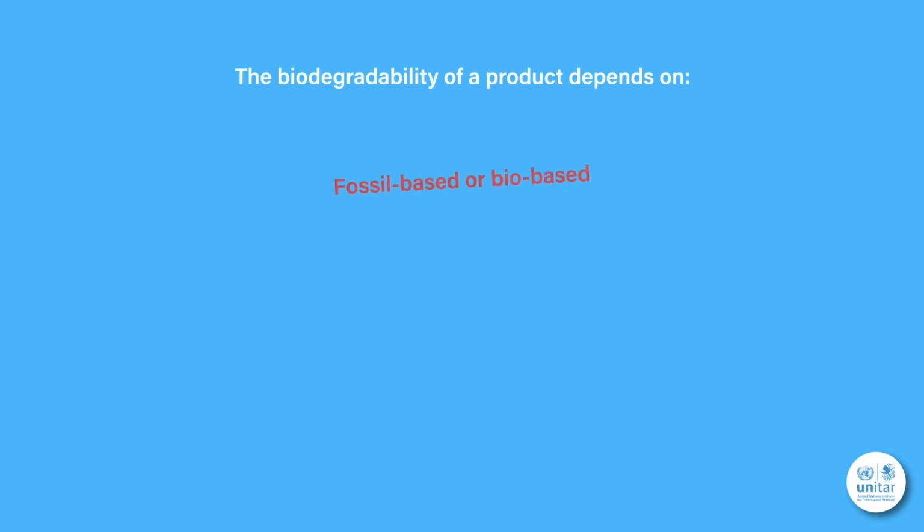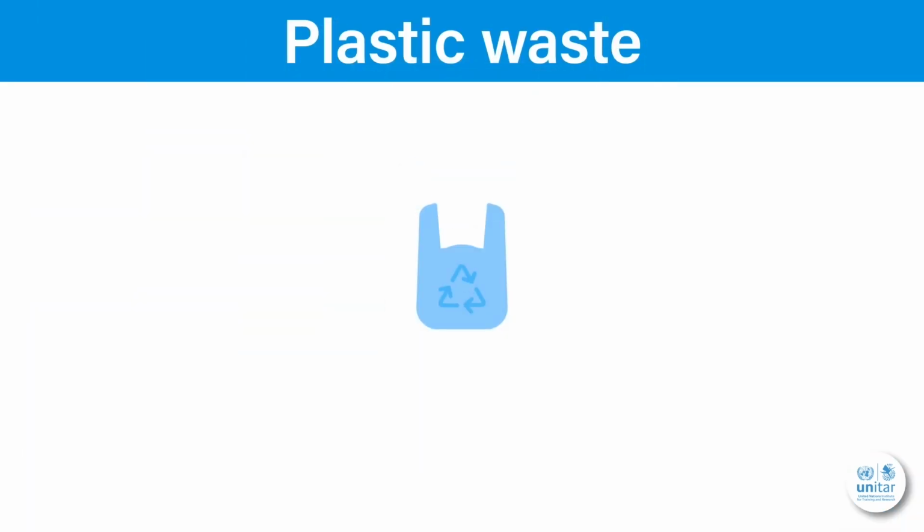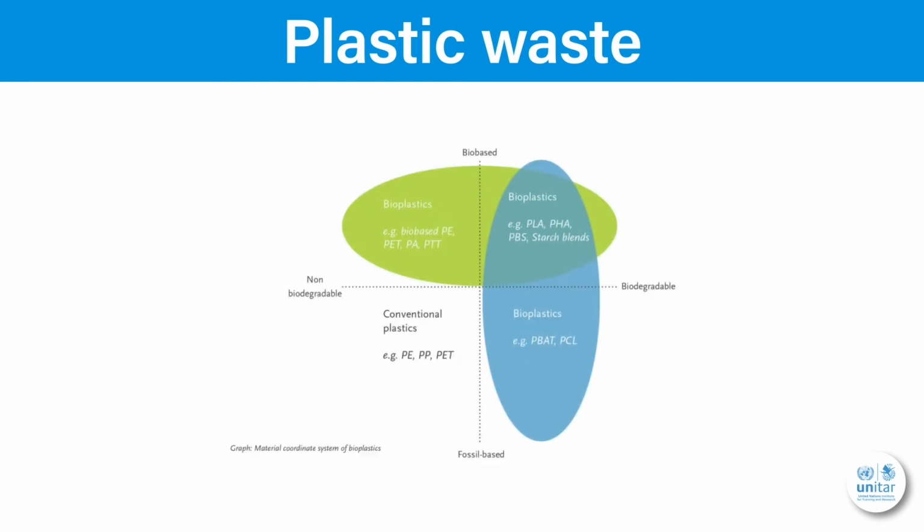whether we are talking about a plastic of fossil origin or a plastic of biological origin. Biodegradability depends on the chemical structure of the material, its thickness in particular, as well as environmental conditions such as temperature, humidity, and oxygen. Nowadays, in the global plastic market, there are very few biodegradable plastics. This diagram shows different types of plastics, classified according to their origin, if they are bio-based or fossil-based, and their level of biodegradability.